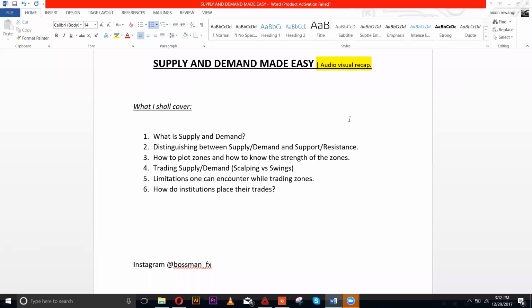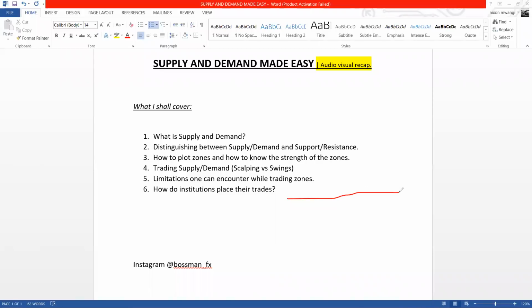So let's say this is one price, this is another price. At this point, when we say that demand is greater than supply, if the demand is greater than the supply, it will cause the price to go up. Then it gets to this supply zone. At this supply zone, the supply will be greater than the demand. If the supply is greater than the demand, what happens is the price goes back down.